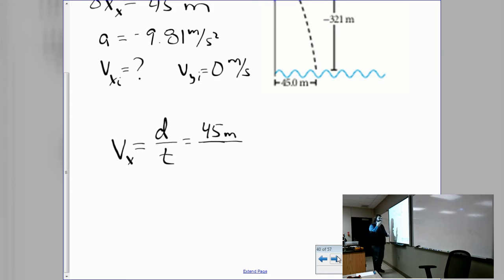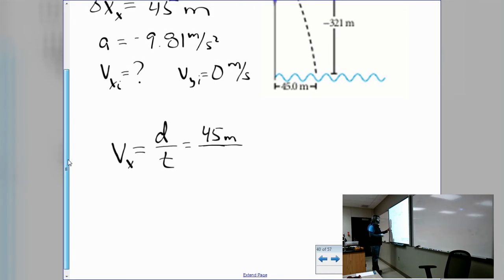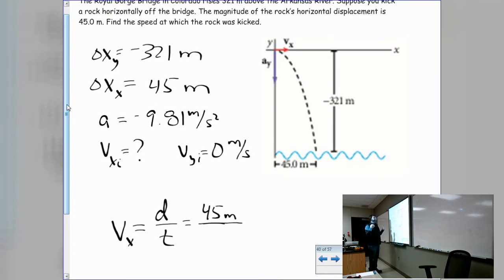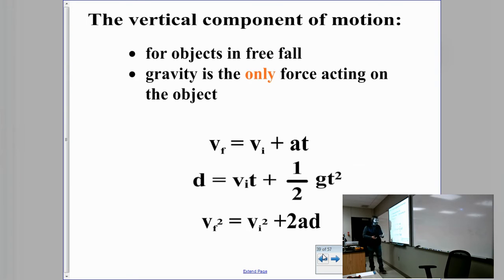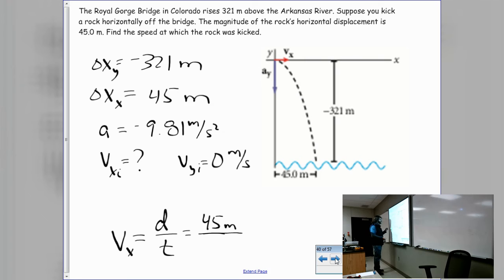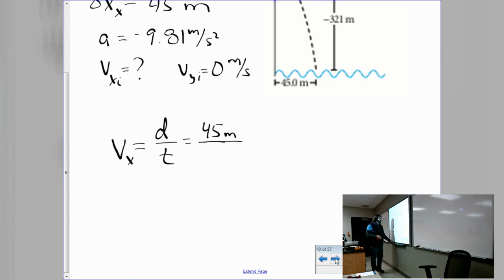So let's take a look at the vertical component of its motion. I know the displacement that it moved, I know the acceleration, and I know the initial velocity. If I go back to the previous problem, what equation can I use? Hopefully you realize it's the middle one. The displacement equals the initial velocity times time plus half g t squared. I have all that information except for time, so that's going to allow me to solve for time, and once I do that, I can plug it into the horizontal component and solve the answer.